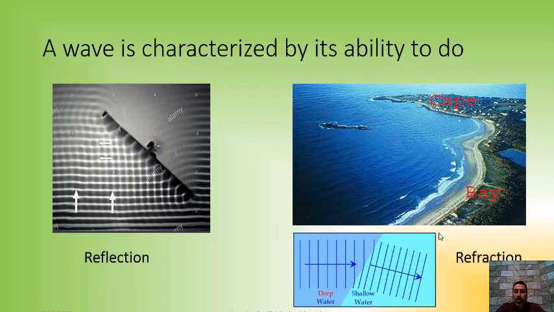Now, refraction. For example, in this case, the water wave travels from deep water to shallow water and it deviates, like in this picture. In reality, the fact that the sea wave always reaches the shore parallel to it is interpreted by refraction.